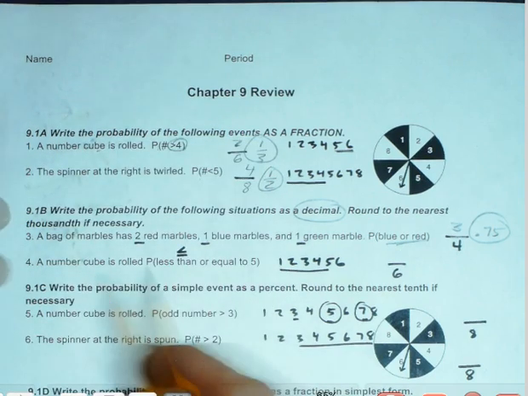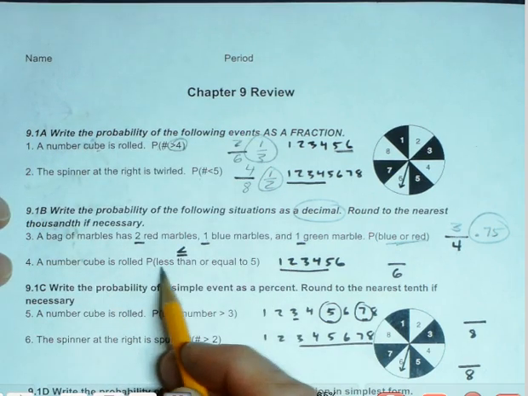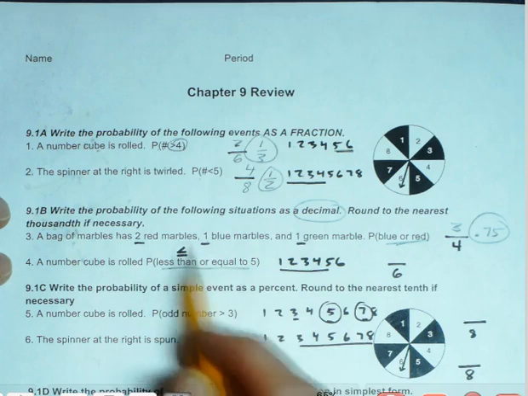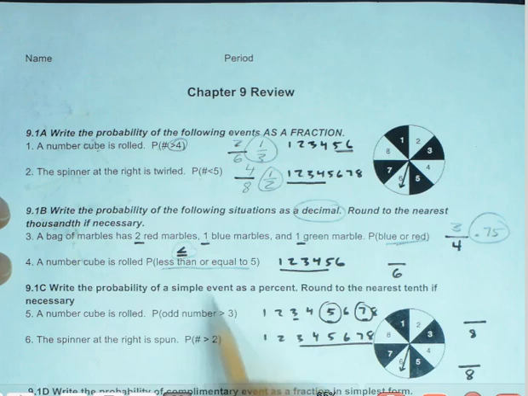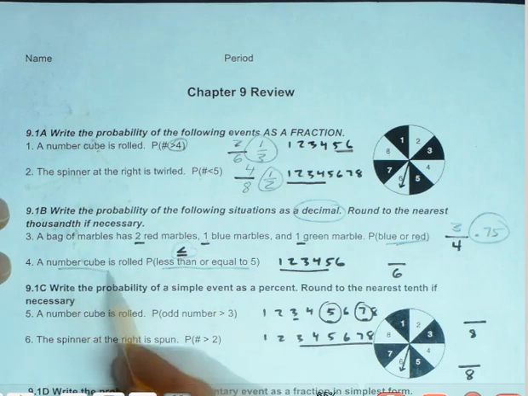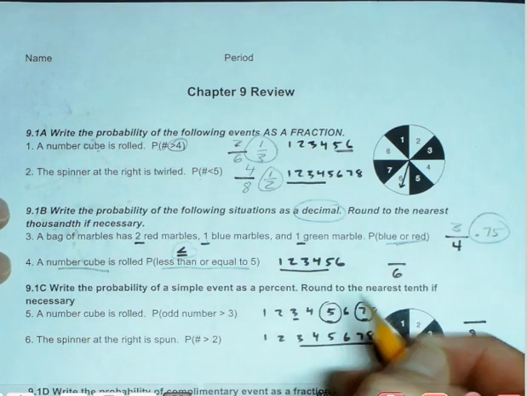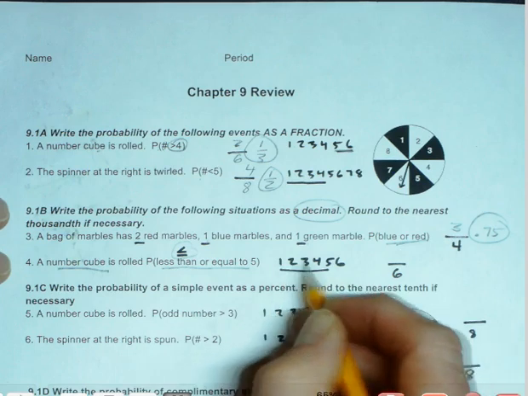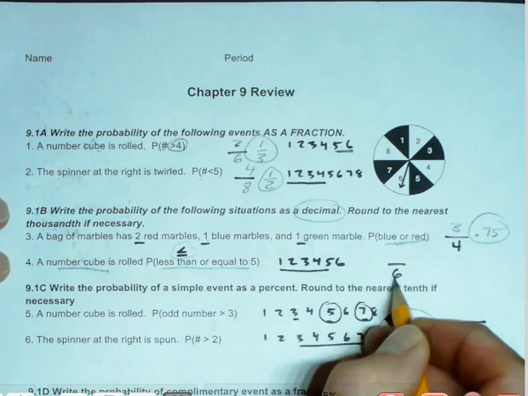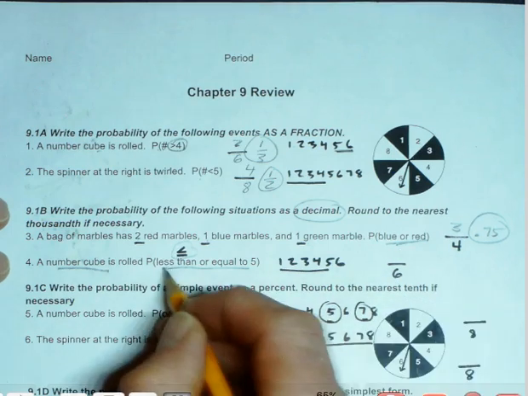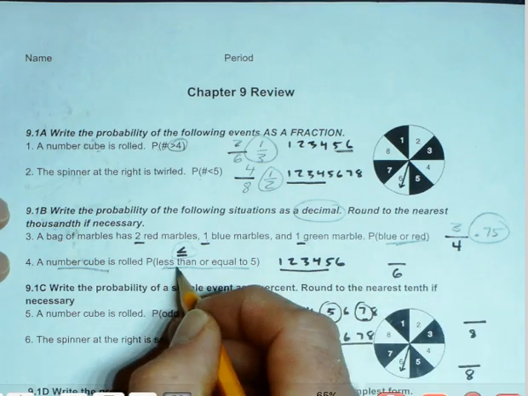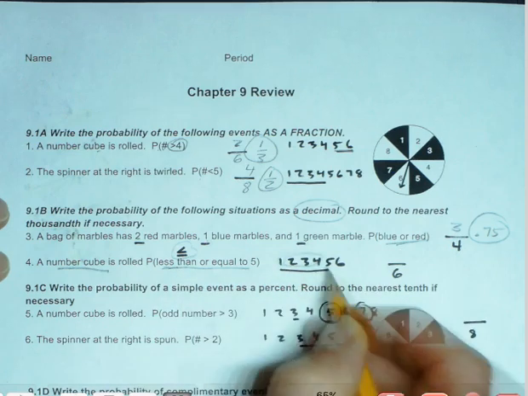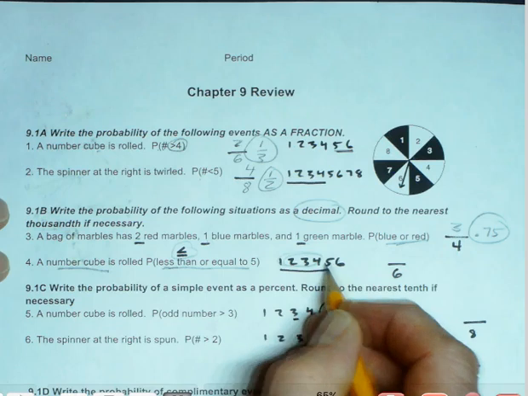A number cube is rolled. What's the probability of a number less than or equal to 5? I wrote it this way too: less than or equal to 5. Whenever a number cube is rolled, it's like saying a die is rolled. So we've got a 1, a 2, a 3, a 4, a 5, and a 6. So there's a possibility of 6 different outcomes. How many of them are less than or equal to 5? Well, all of these are less than 5, but 5 is less than or equal to.